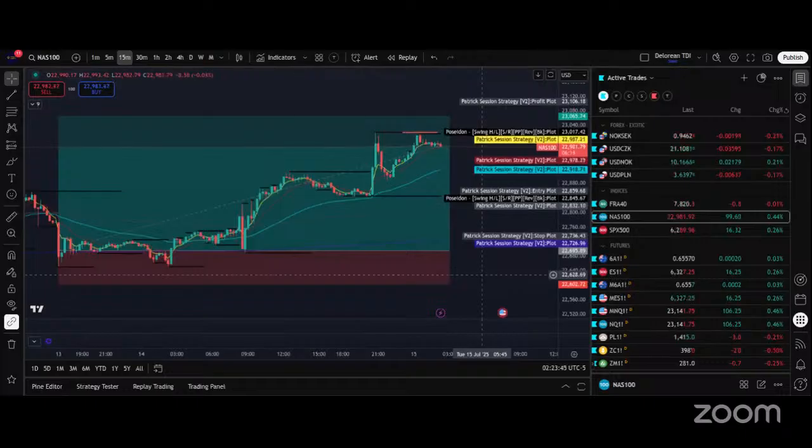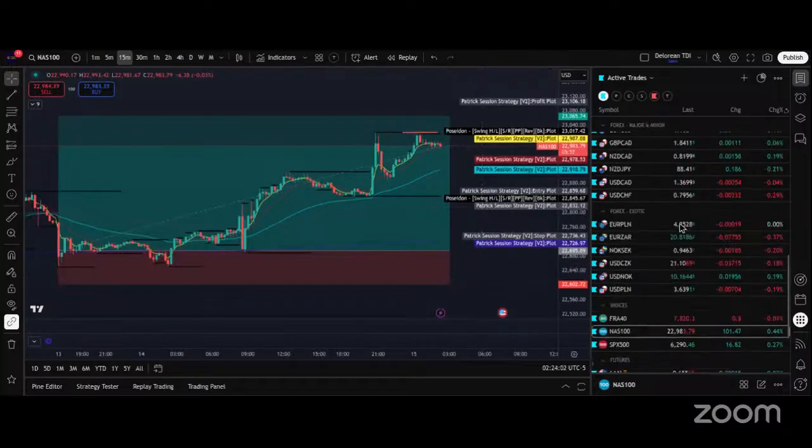I don't know if we'll get NASDAQ 100 and S&P 500 on stream tonight, but it is a possibility. We'll certainly keep an eye out on those two trades.